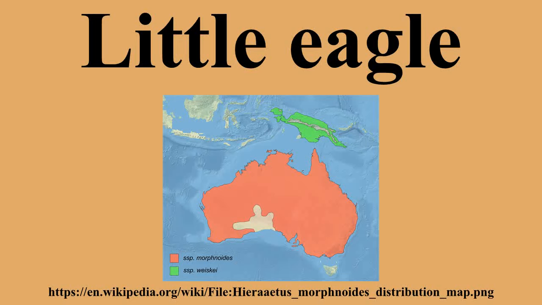Although the little eagle has a large range and can be found in most parts of Australia, except heavily forested parts of the Great Dividing Range, like so many Australian natives, it faces a deteriorating population due to a loss of habitat and competition from other species.